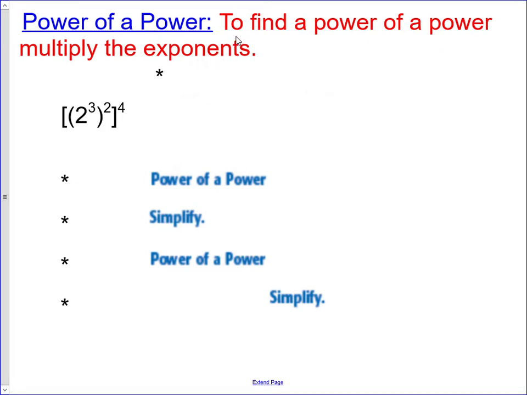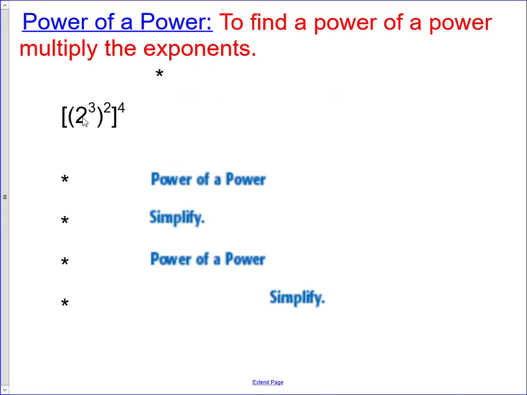Remember, when we were multiplying powers that had the same base, we added their exponents. But in this case, we're taking a power to another power, so we're going to multiply the exponents. Let's work our way through this and then we'll see why it works. First of all, just like any time, if you have multiple sets of parentheses, you're going to start in the inside, the innermost parenthesis.